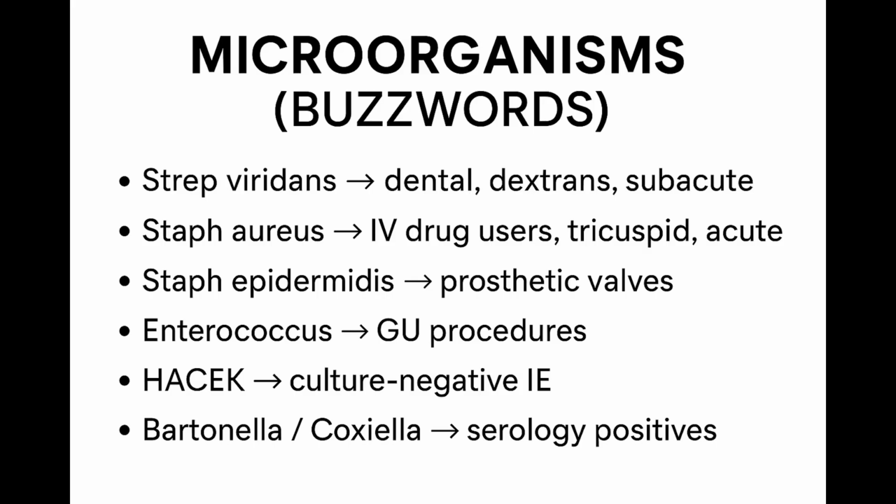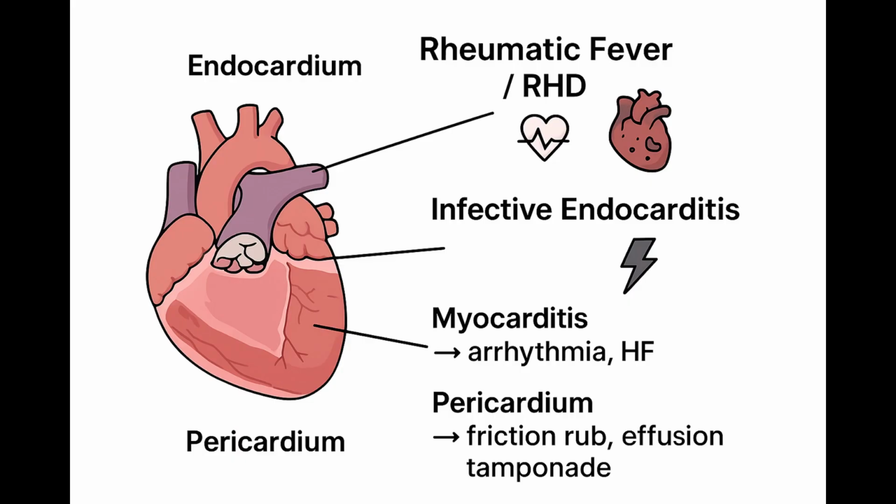Okay, amazing. Let's pull out from the valves and go deeper into the muscle. The myocardium, the engine. Now we're talking about myocarditis. And this is a fundamentally different problem. If endocarditis is a mechanical issue, like a blocked door, myocarditis is a functional one. The engine itself is failing.